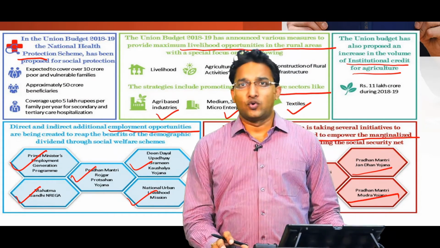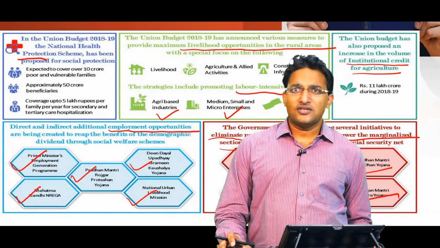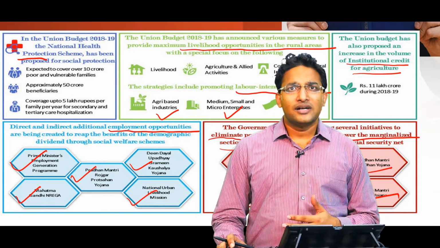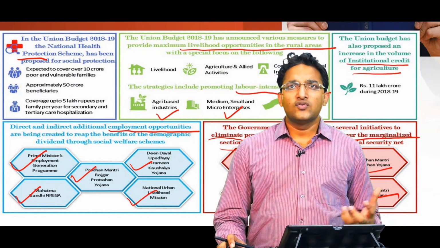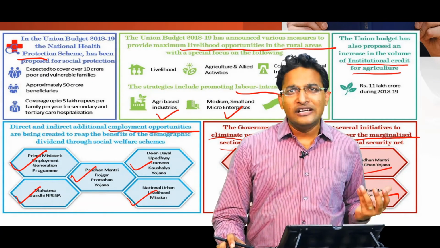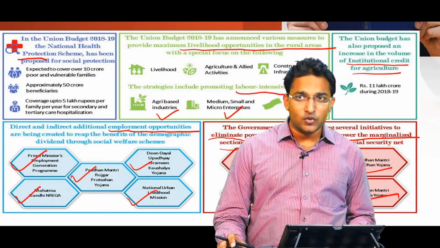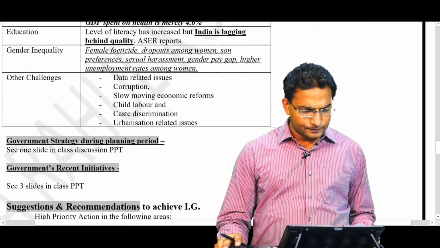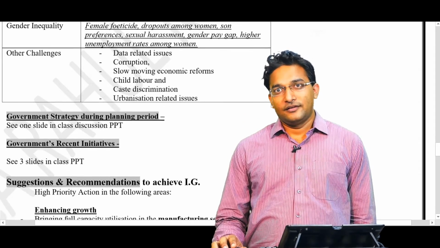Now what can be the way outs? What can be the suggestions? We have seen there are a lot of challenges where government is taking a lot of initiatives, but at the same time inclusive growth has not happened. So what can be the way out? What more needs to be done? So let us see what more needs to be done. Can you think what more needs to be done? Can you give the suggestions?